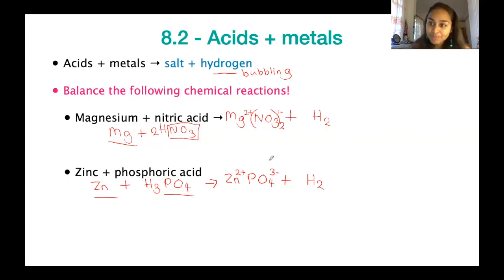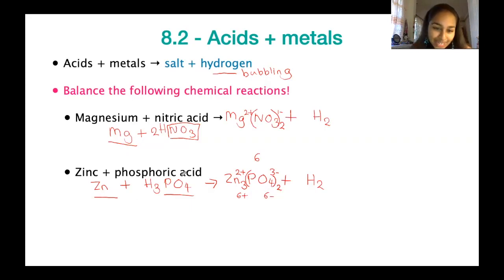When we balance this out, we've got to look for the lowest common denominator, which in this case is 6. To make these charges add up to +6 and -6 respectively, we put a 3 in for our zinc, which makes the overall charge 6+. Then we put brackets around our PO4 and we put a 2 there, which makes our overall charge 6-. So that's your balanced salt.